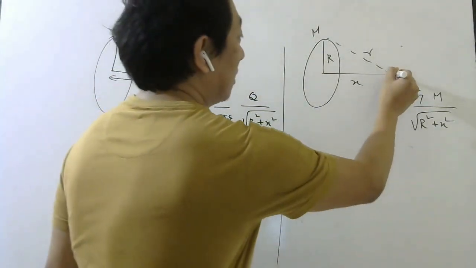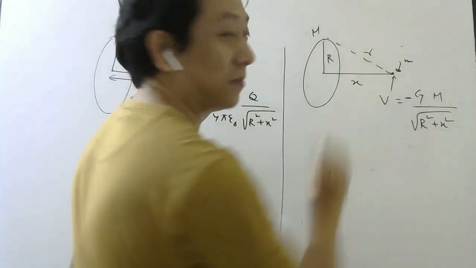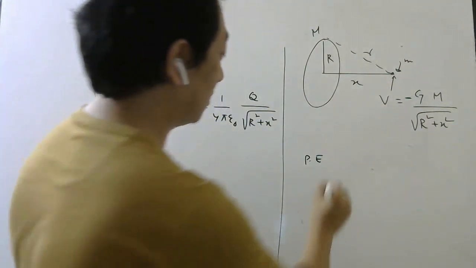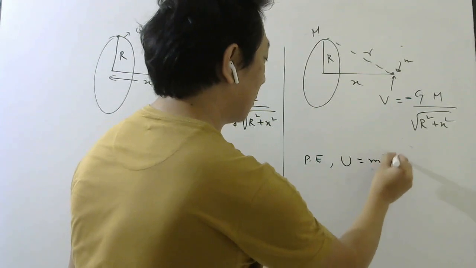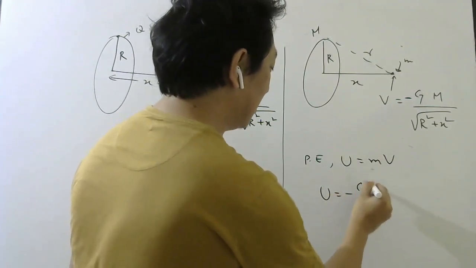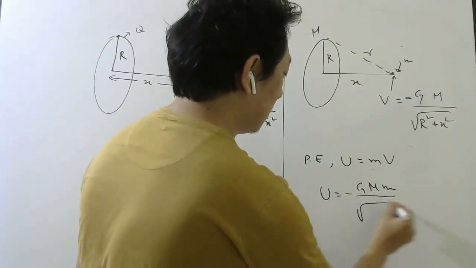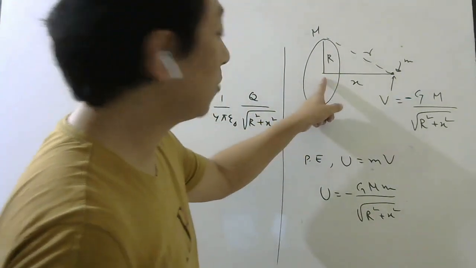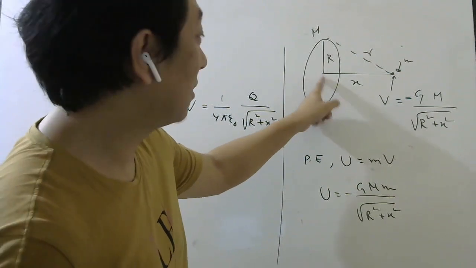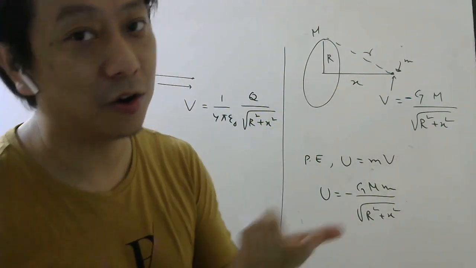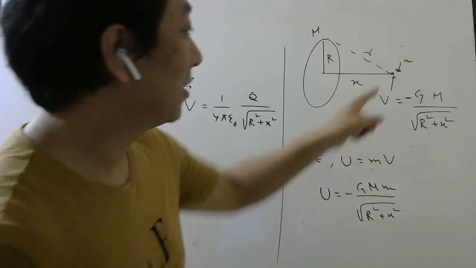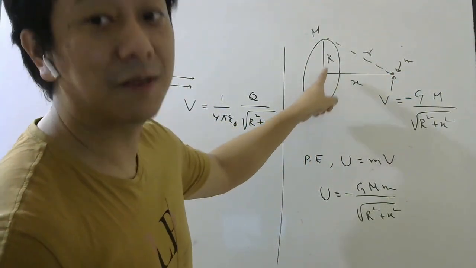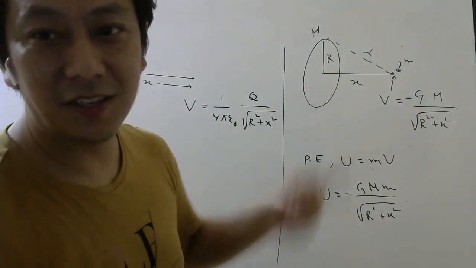So if I put here some mass small m, then what will be its potential energy there? If I ask you gravitational potential energy, simple, m into V, so it will be minus G M m by root over r square plus x square. And from here to here, when it comes, if they ask you to find the kinetic energy here, you can use law of conservation of mechanical energy. So kinetic energy here plus potential energy here should be equal to kinetic energy here plus potential energy here. No friction in this problem, right?